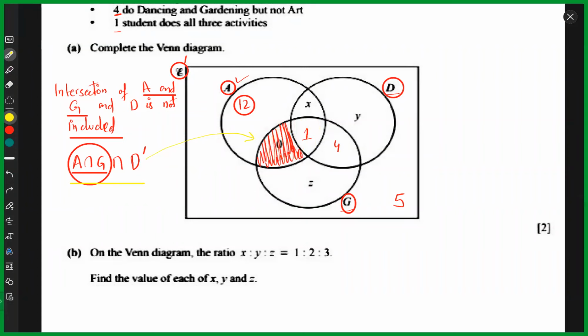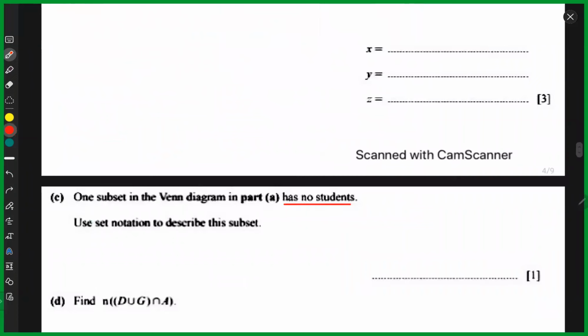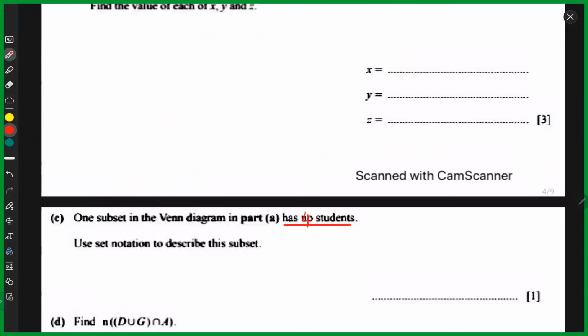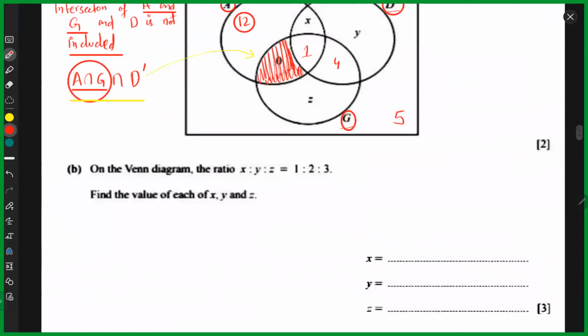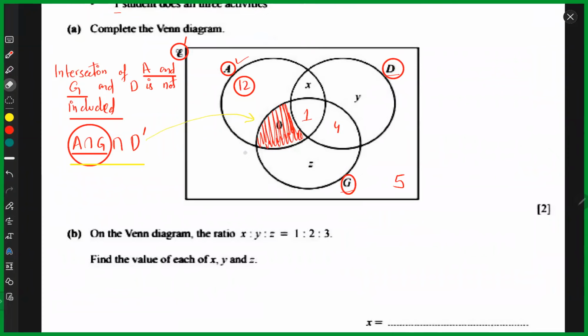This is how it is going to be every time. For example, let's say the question was one subset in the Venn diagram has 4 students, use set notation to describe this. 4 students would have meant this part right here. How do I write this as set notation? It's the intersection of D and G, D intersection G.